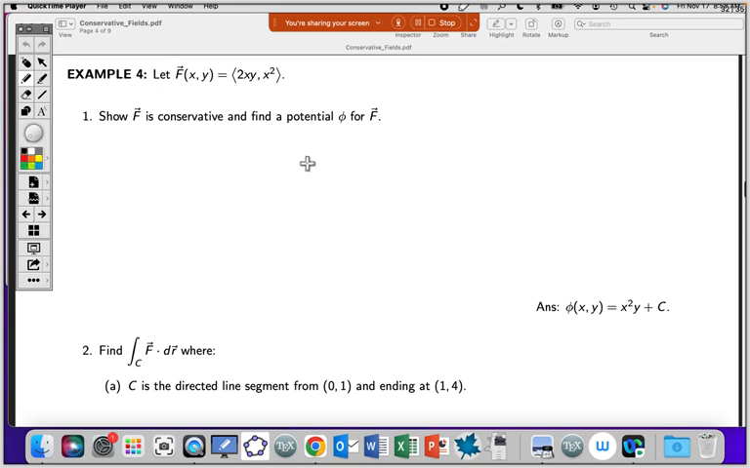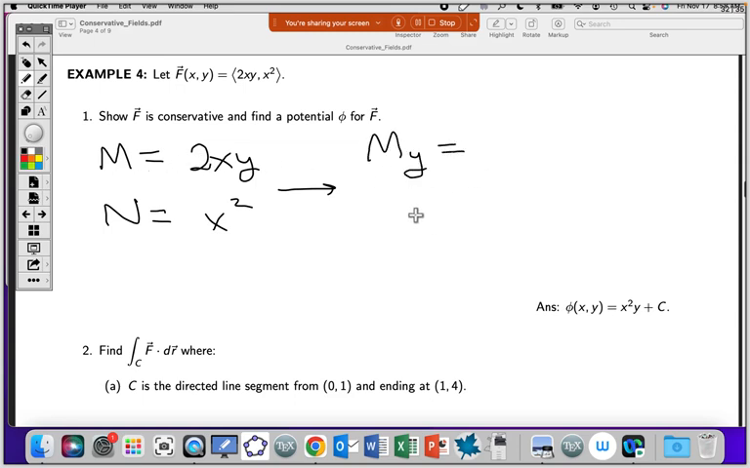Show F is conservative and find a potential for F. So to show F is conservative, I start off with my M and my N. The M is always the x component. The N is always the y component. And to show F is conservative, I need to show that the exactness condition holds. So I'm going to take the derivative of the x component with respect to y, and the derivative of the y component with respect to x. Once again, we're checking for equality of mixed partials.